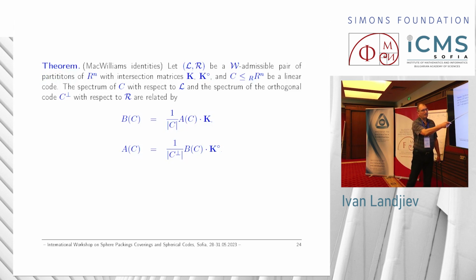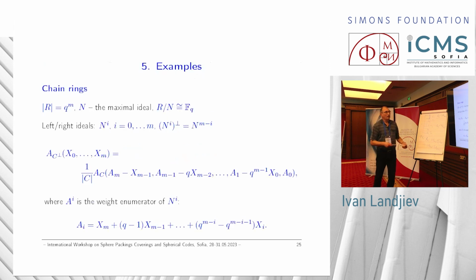This is a vector, this is a vector, this is a matrix. And similarly here. Well, here the MacWilliams identities are in matrix form. One can write, I haven't done this explicitly, but one can write this also in polynomial form. In the polynomial form for chain rings, this is how the MacWilliams identities look.